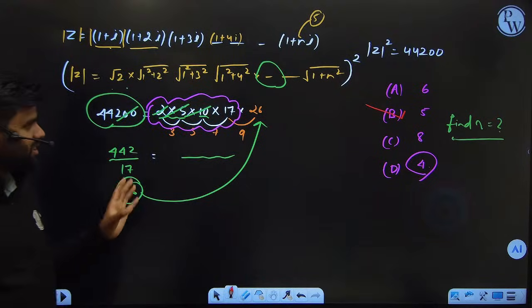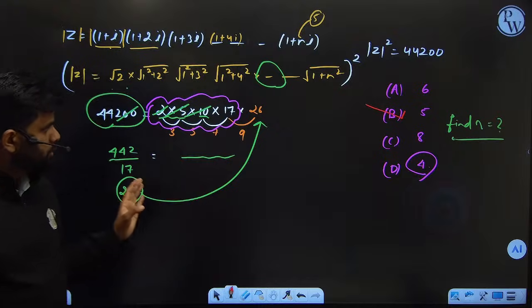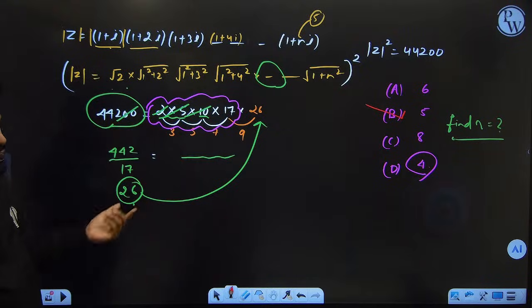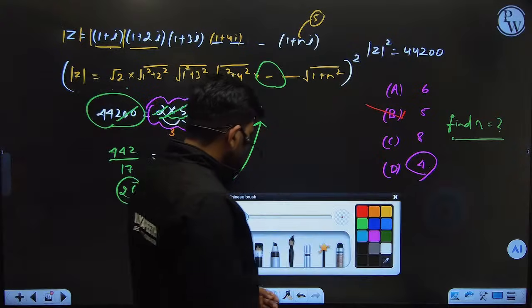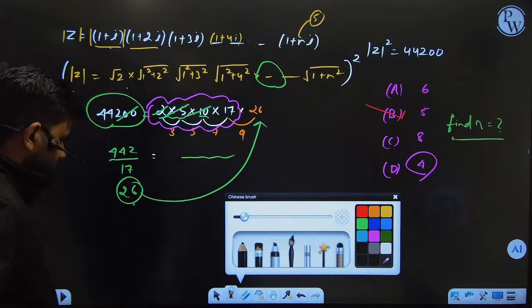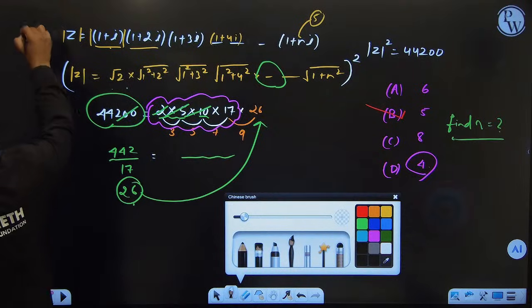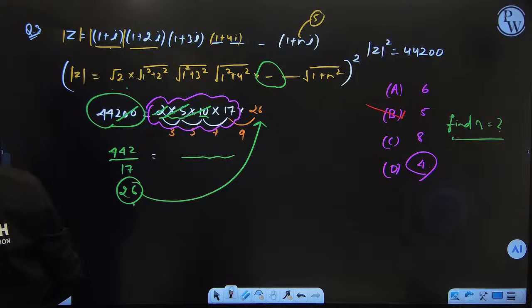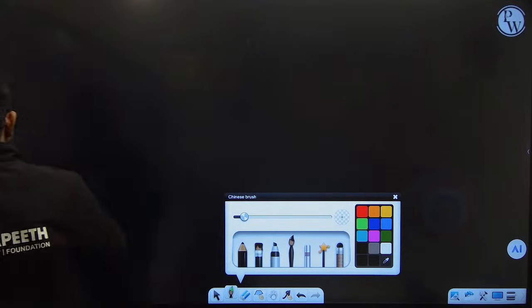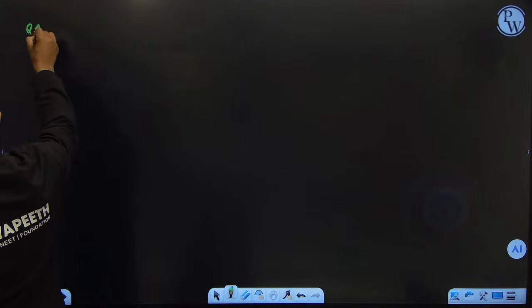Again, this is a very simple question. You just need to do the division, and if you are good at calculation, I don't think it will take more than 2 minutes to solve the question. Okay, so this is our question number 3 for today. Now we'll see one more question, question number 4.